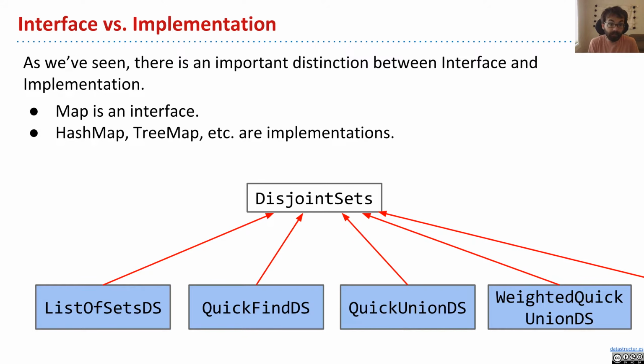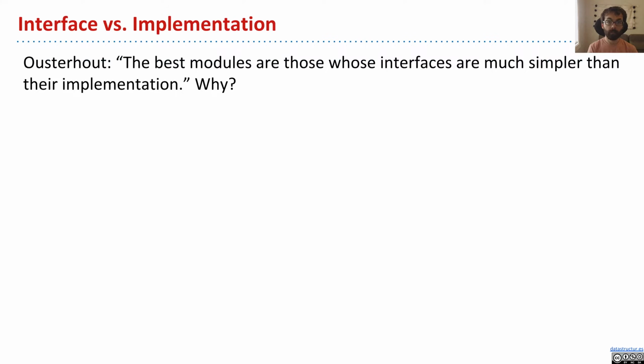Now he brings up the distinction between interface and implementation in this chapter, so I'm going to bring it up again. As you know, that's a really important distinction we've made. So for example, Map is an interface, HashMap and TreeMap are implementations. Disjoint sets, that's an interface or an abstract data type in this case. And there are many different implementations we might make of that same interface. Ousterhout has a nice quote in his book, which is that the best modules are those whose interfaces are simpler than their implementation. So why is that, and what does he mean exactly?